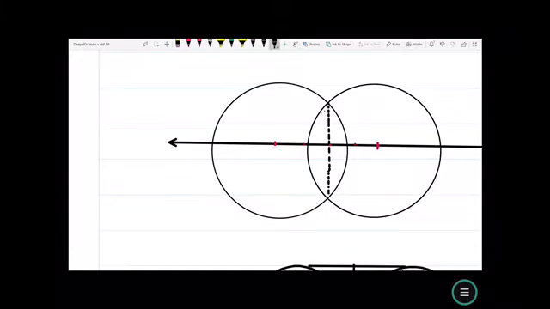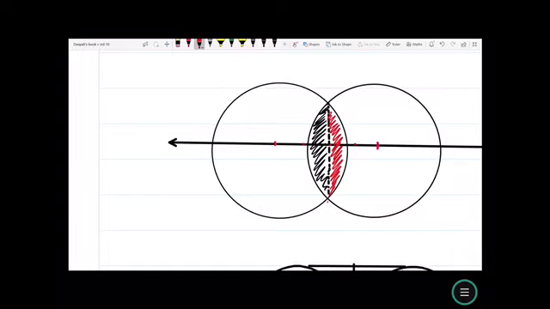If I take two spherical surfaces, and I take the curved part of one circle and the curved part of the other circle and join them in this manner, then I get a lens. This lens is a convex lens which is bulging outside, thinner at the edges and thicker at the center.